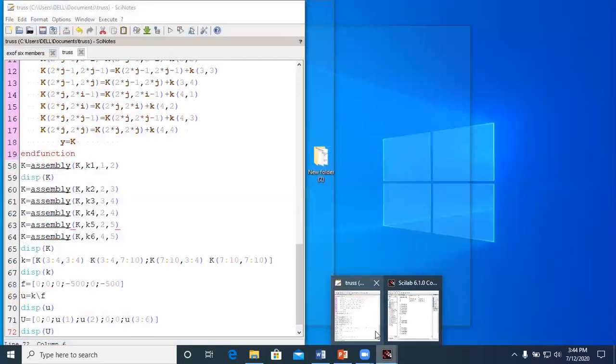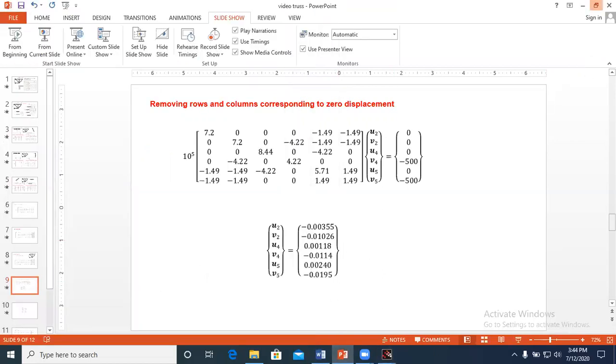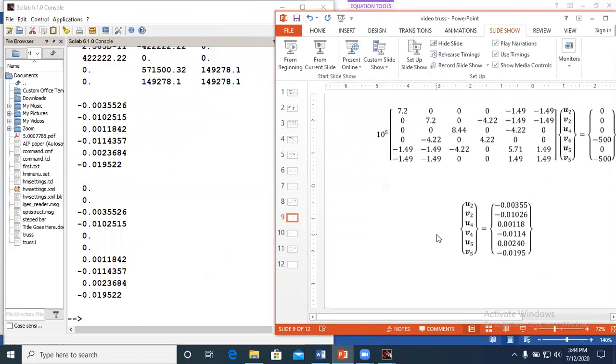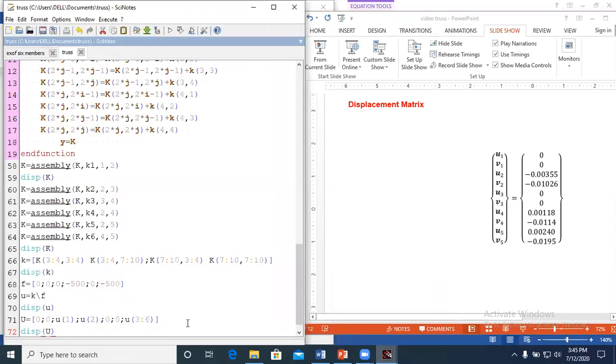Now you see the displacement matrix. Okay, you can see here this one: 0, 0, minus 3.5, then 0, 0, 0, 0, 0, 114.23, 0.195. Yes, it is correct. Now we have formed the complete U matrix.